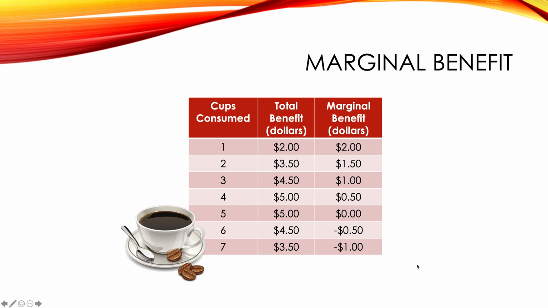And again, we said that as you consume more cups of coffee from 1 all the way up to 7, your total benefit rises and rises and then flattens off and then starts to fall. And then we looked at our marginal values as the difference between our total values. So again, that first cup of coffee, you had 0 total benefit before you drank any coffee. $2, that's a change of $2. $3.50, that's a change from 2 of $1.50. $4.50, that's a change from $3.50 of 1. And so we said marginal was the difference in total.